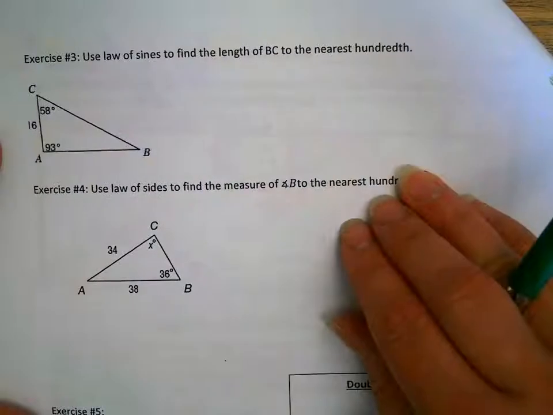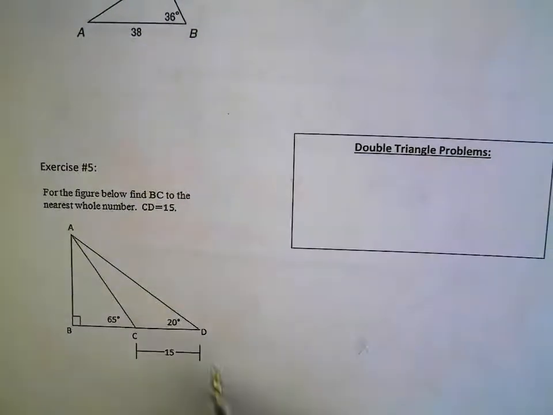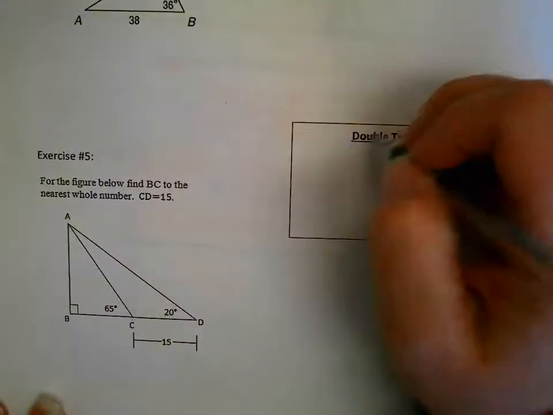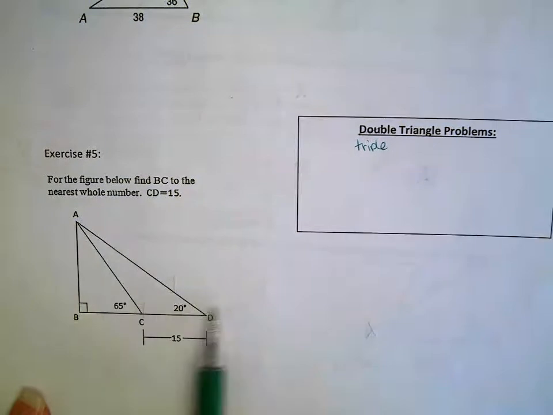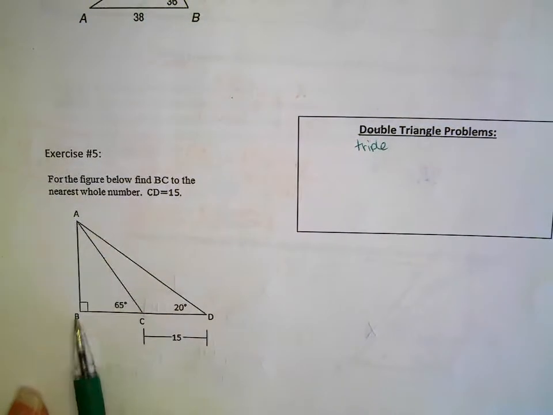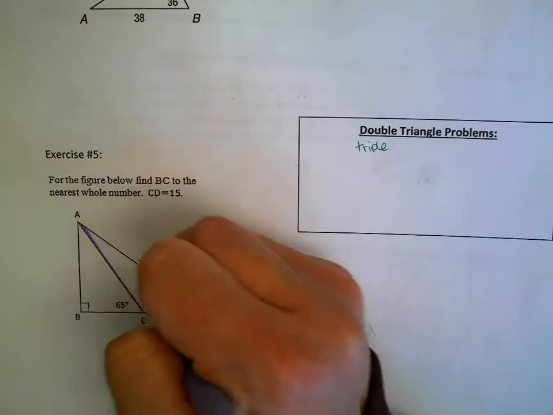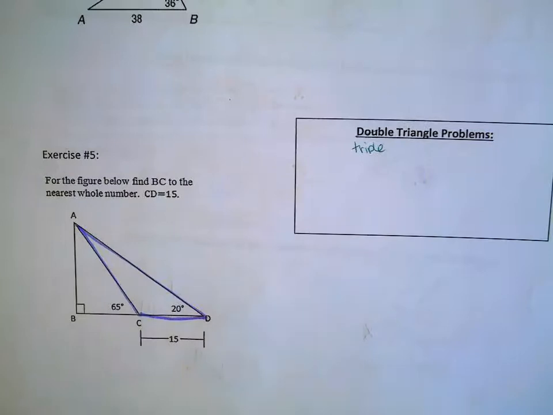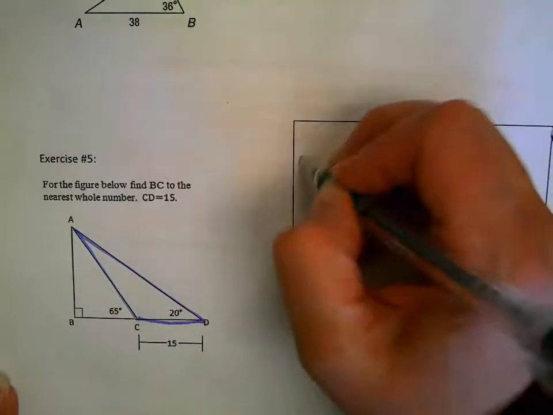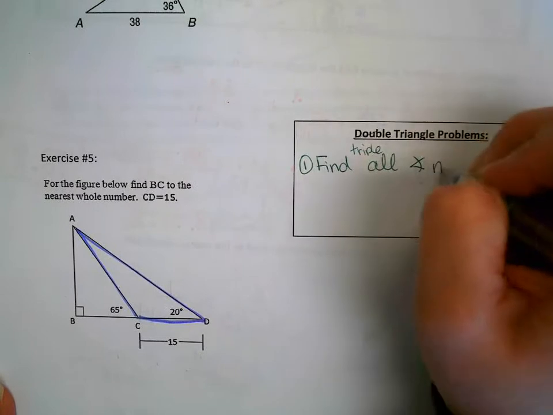Okay. I'm going to skip exercise 3 and 4 for timing today, and I'm going to jump down to where we can use this for a double triangle problem. Now, this isn't just double triangle. This is actually triple triangle. There's 3 triangles in this picture. There's the big right triangle, ABD. There's a small right triangle. And now we have this oblique triangle here, this obtuse triangle.